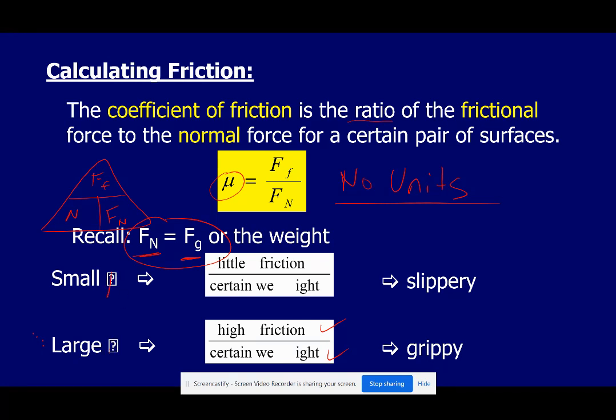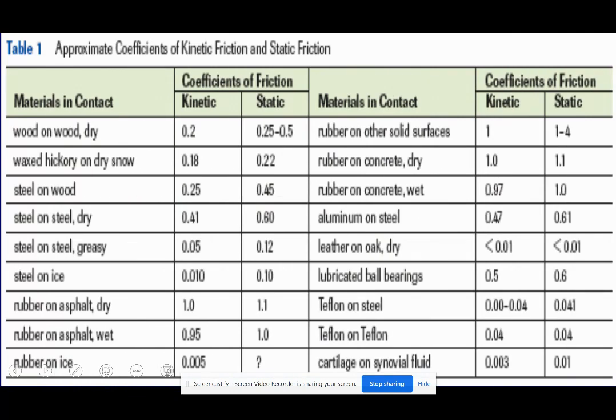Let me try and draw these a little better. It's a U with a tail there on the left, and it's the Greek symbol mu. It's pronounced "mew." And it just stands for the coefficient of friction. Instead of saying coefficient of friction all the time, I often just say mu, find mu, calculate mu.